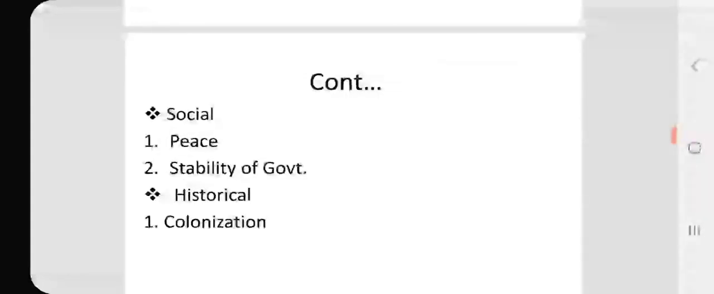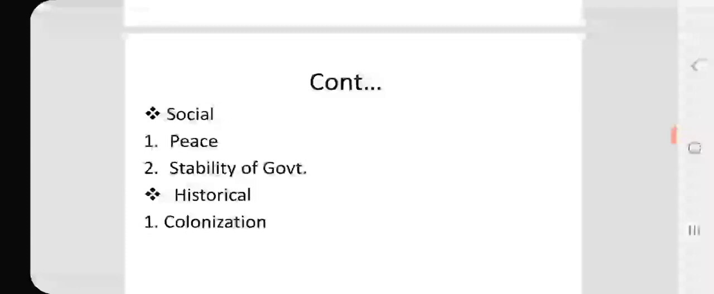Next, the social factors. Peace. Firstly, peace influences the uneven distribution of population very much. People do not like to live in those areas where there is very much conflict. People want to live a peaceful life. So peace is very important for population concentration.